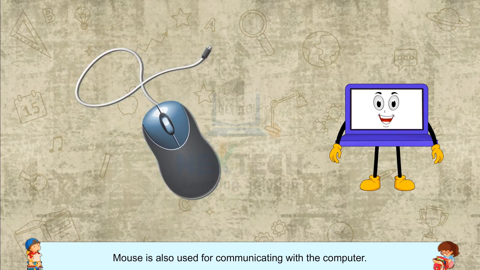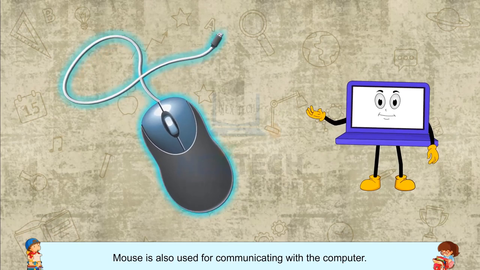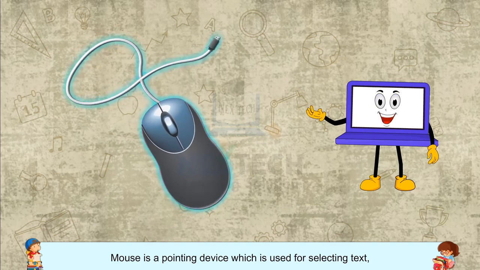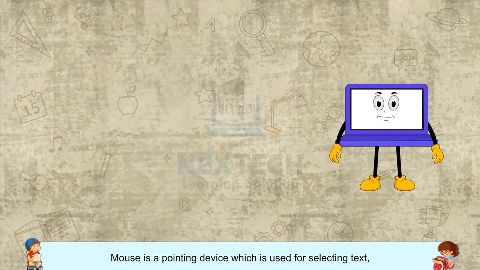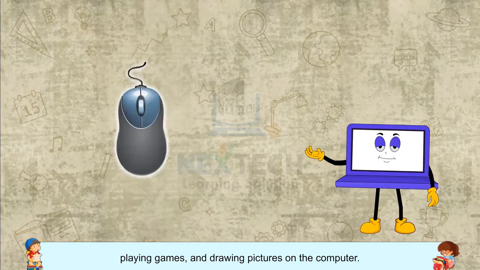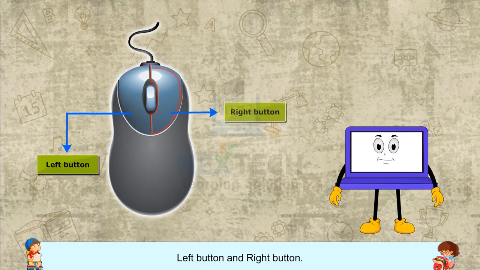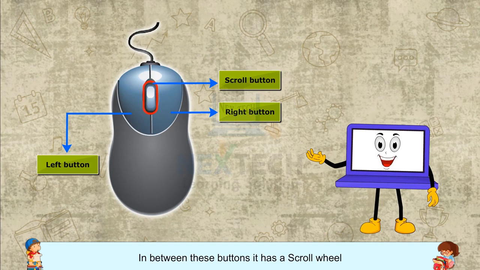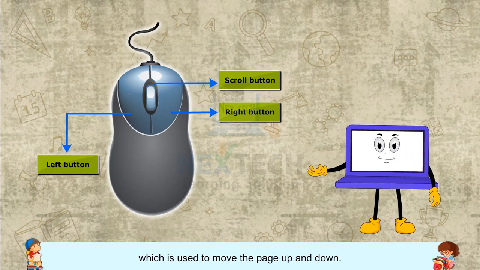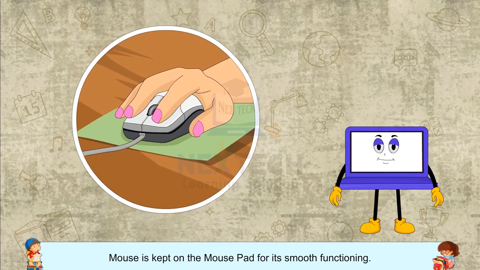Like keyboard, mouse is also used for communicating with the computer. Mouse is a pointing device which is used for selecting text, playing games, and drawing pictures on the computer. Mouse has usually two buttons on it, left button and right button. In between these buttons, it has a scroll wheel, which is used to move the page up and page down. Mouse is kept on the mouse pad for its smooth functioning.